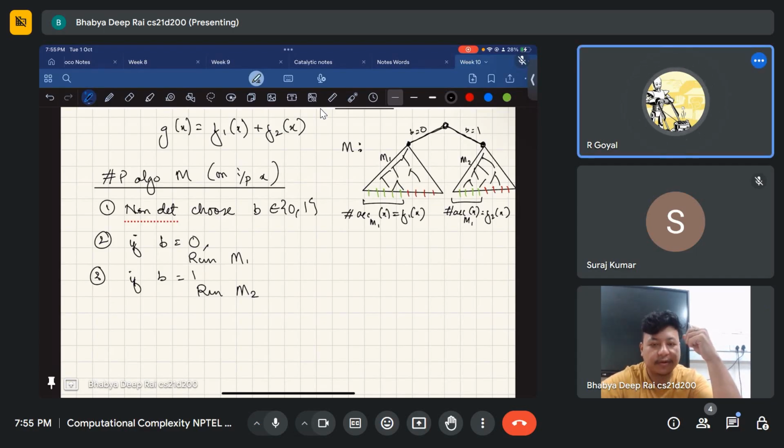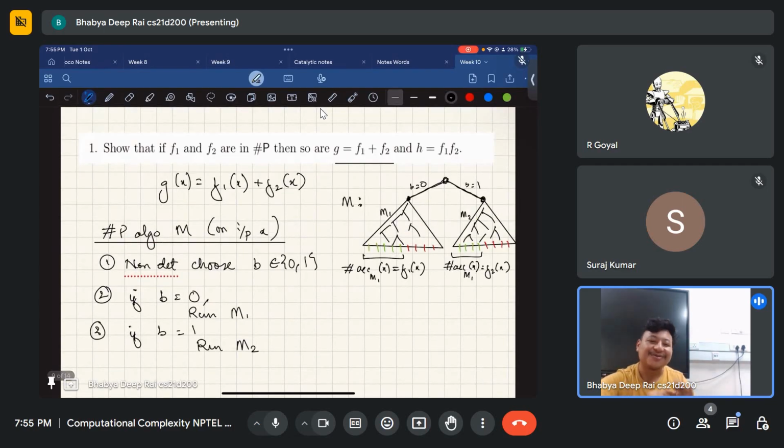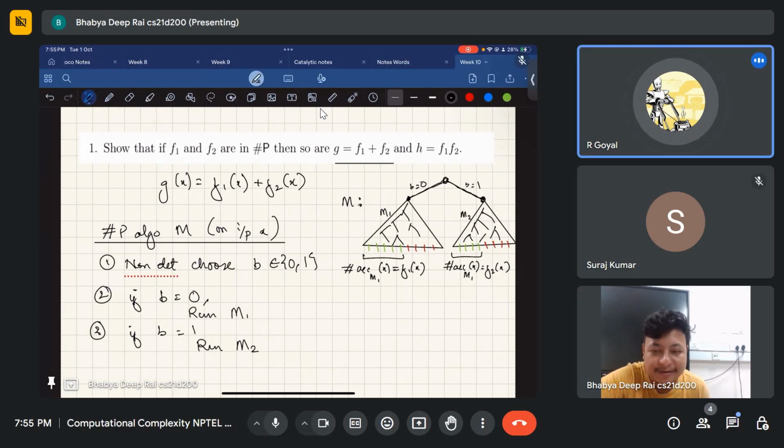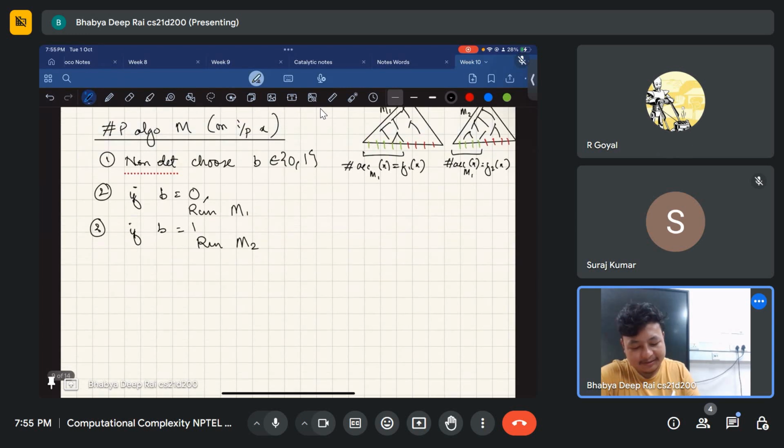Yes. So this is what I meant by the Sharpie algorithm itself not knowing what the count is. It just knows that when it halts, all the possible different accepting paths are equal to f of x. Right. So now the next part is that the product is also in Sharpie.